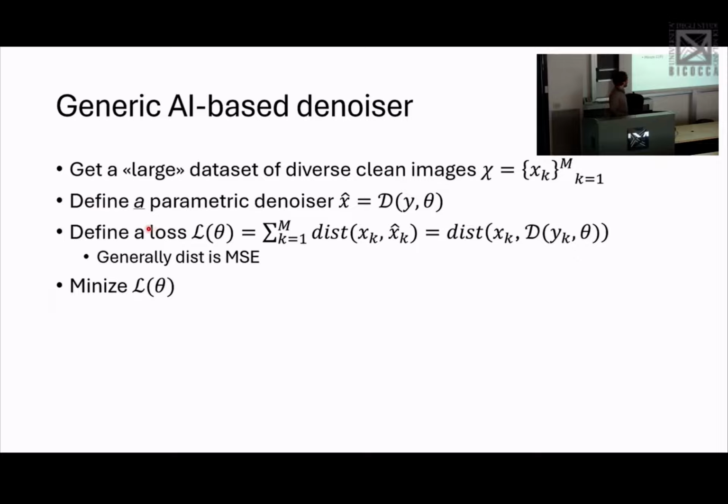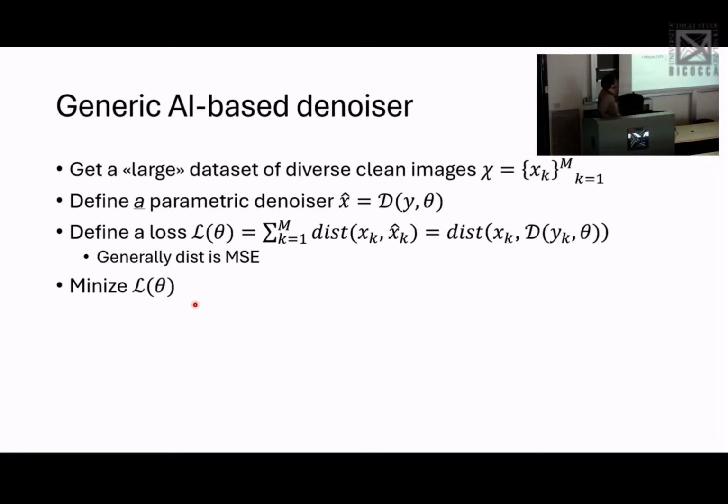Then we need to define a loss, which is a function of these parameters. Again, for your generic convolutional neural network, it's the weights of the layers. And the loss is defined as the sum over all images of the distance between the denoised image and the input image. Generally we use the mean square error, and what you do is minimize this loss as a function of theta. You find the theta that gives you the minimum square error over all your training data set.